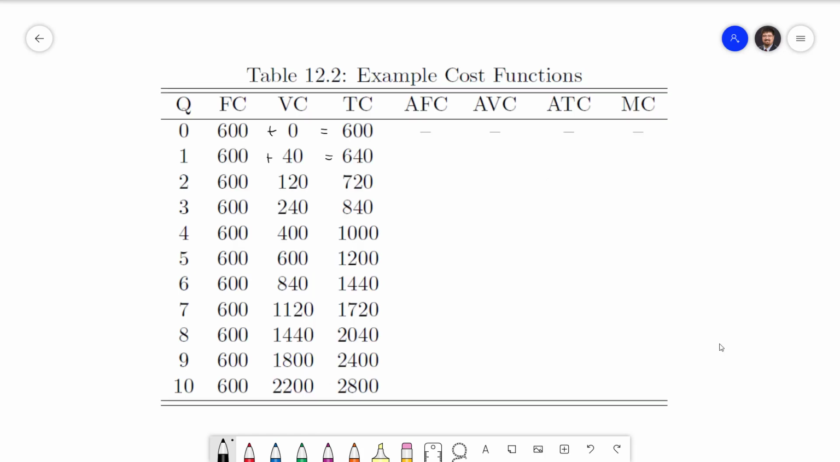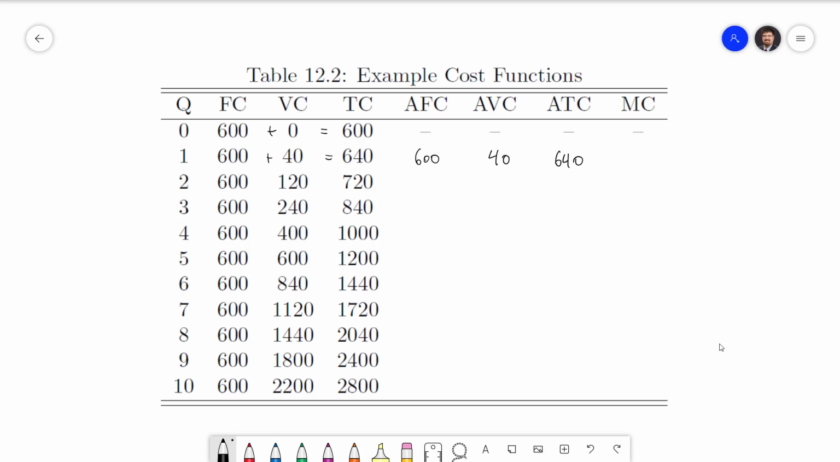Let's go back to our table and calculate these average costs. Starting at quantity of 1, for average fixed cost, we take the fixed cost of 600 divided by 1. We get 600. For the average variable cost, we have a variable cost of 40. Divide that by quantity of 1 is 40. Average total cost, we can get two ways. We can take the total cost of 640 and divide that by 1, or we can take the sum of the average fixed and variable costs. Either way, we're going to get 640.